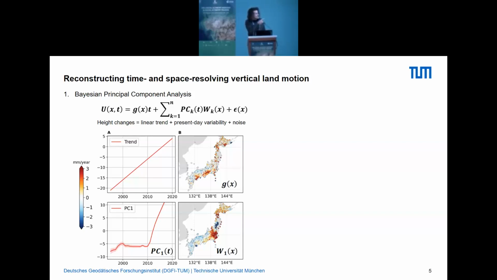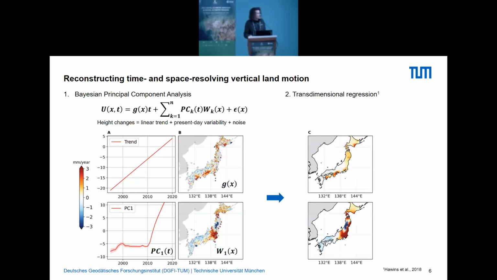These parameters are estimated point-wise, first of all, at all of these different available stations. And here I illustrate the linear trend in Japan, and then also the first component, which captures really nicely this impact of the earthquake and the post-seismic deformation following afterwards.